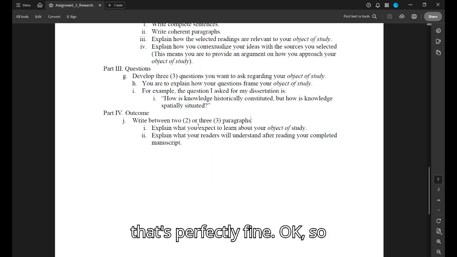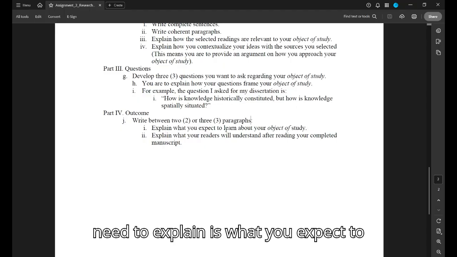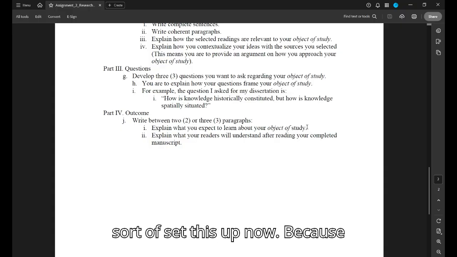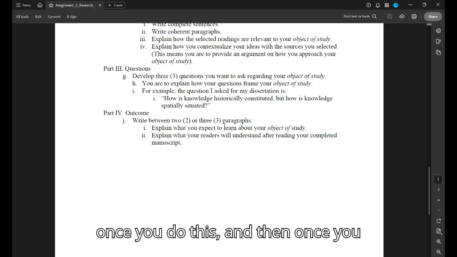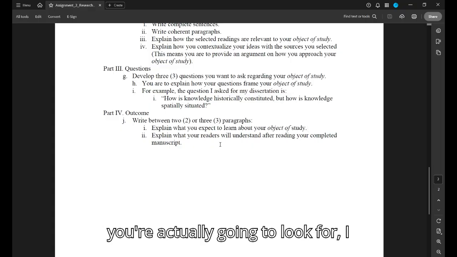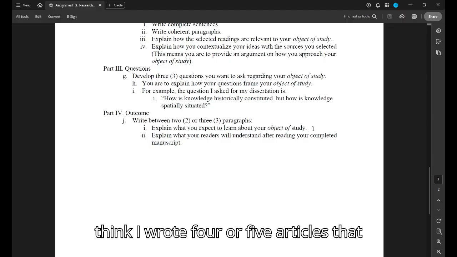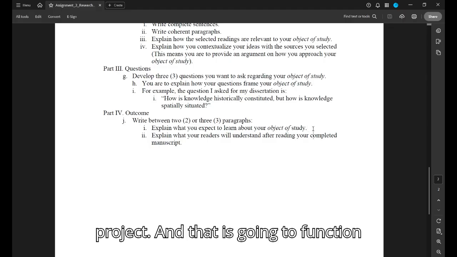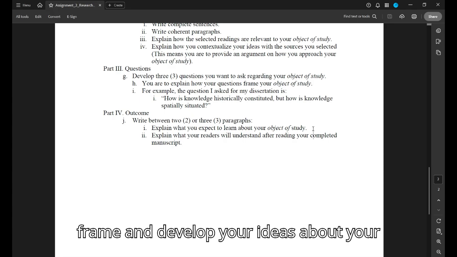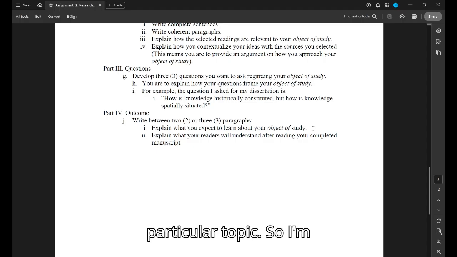Okay. So for the first paragraph, all you really need to explain is what you expect to learn about your topic. You can set this up now because once you do assignment three, the annotated bibliographic reference assignment, where you're going to look for, I think I wrote four or five articles that pertain to your particular research project, that is going to function both as your empirical evidence as well as your evidence to help further frame and develop your ideas about your particular topic.